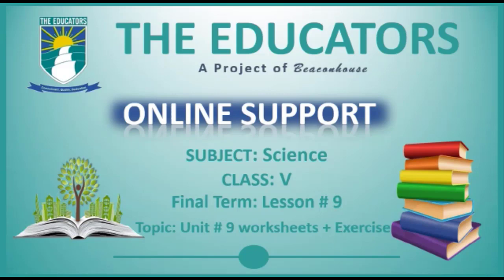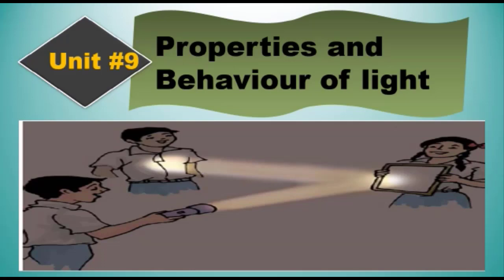Well, this is going to be the ninth lesson of our final term syllabus, and in this lesson we will solve worksheets and exercise of unit number 9. The name of unit number 9 is Properties and Behavior of Light.